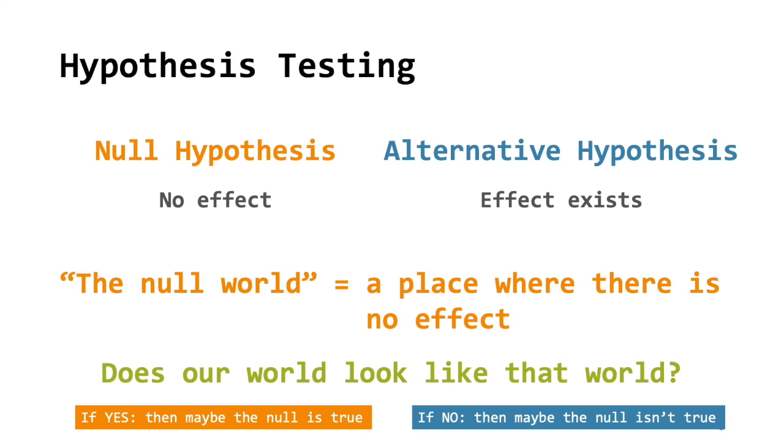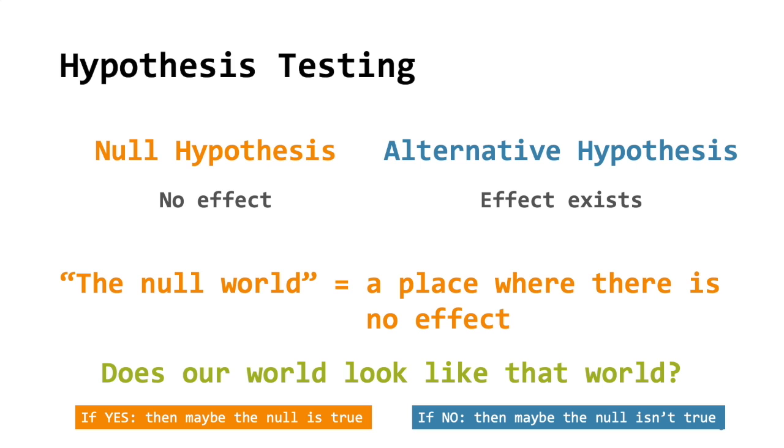But the idea is we're going to, in our minds, create a world where there is no effect. We're going to call this the null world. It's a place where, let's say, our intervention does nothing. It does not help or hurt. It is just null. So if we are living in that world and we took a sample, by chance, our treatment group could be higher or lower than the control group, just due to chance. And that difference is likely going to be small, but it could be a little bit bigger.